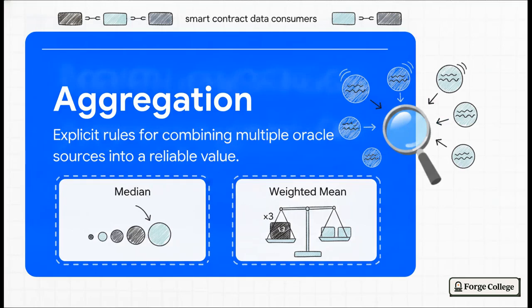Moving on to Section 2, aggregation, median versus mean, or how we combine data defensively. So what are we actually talking about when we say aggregation in this context? Simply put, aggregation means writing explicit rules for combining multiple Oracle sources into a single, reliable value. This is our first major shield against bad data, and you're writing this logic directly in Rust for your Switchboard consumer. The two main algorithms we're going to focus on implementing here are the median and the weighted mean.